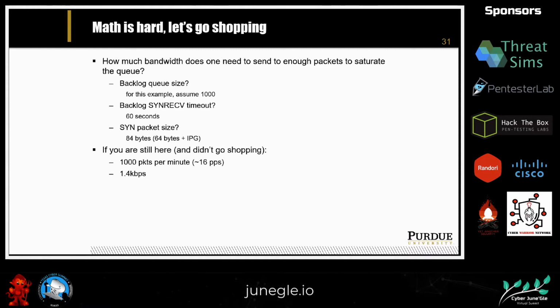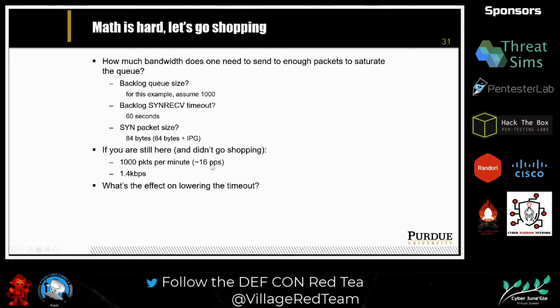So to saturate this server, all I need is to send 16 packets per second, which multiplied by 60 seconds will exceed this 1,000. Or this is 1.4K in order to saturate one server that has 1,000 slots. And as I mentioned in the previous slide, the current kernel by default has only 128 slots. So let's think about what will happen if I lower the timeout or increase the backlog.